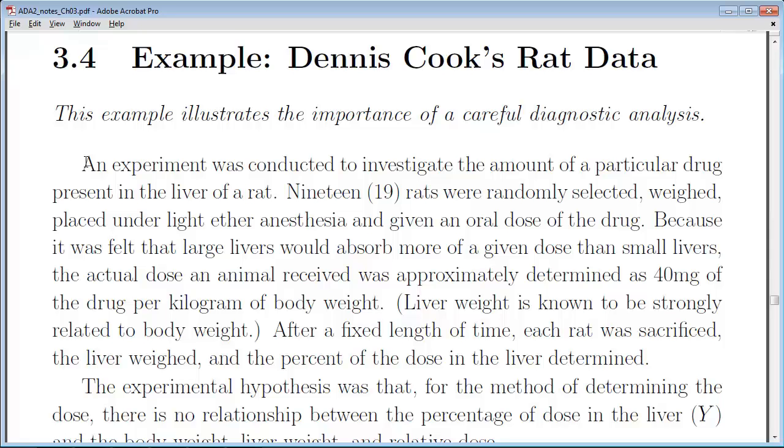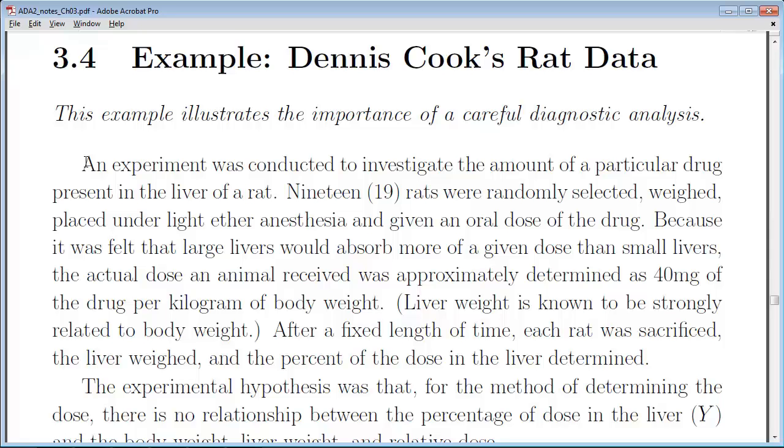Because it was felt that large livers would absorb more of a given dose than small livers, the actual dose that the animal received was approximately determined as 40 milligrams of the drug per kilogram of body weight. So heavier rats would receive more of the drug. And liver weight is known to be strongly related to body weight, as we'll see in a moment. After a fixed length of time, each rat was sacrificed, and the liver was weighed, and the percent of the drug in the liver was determined.